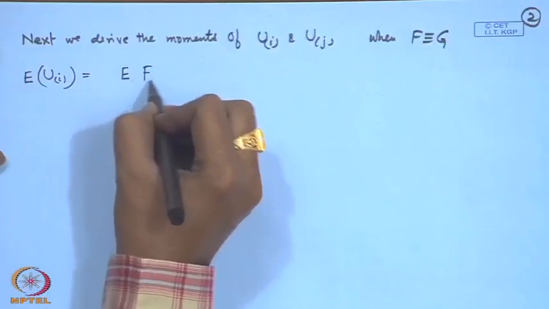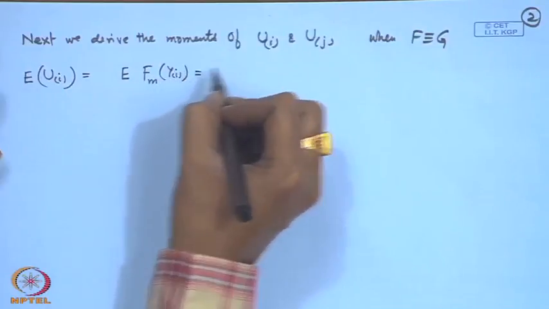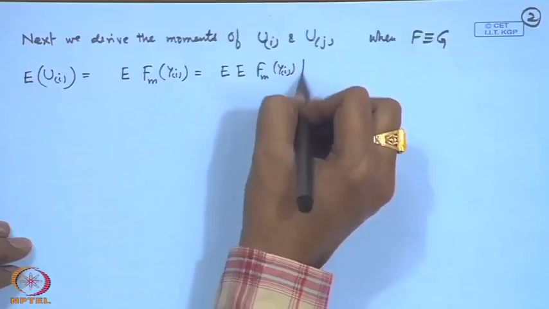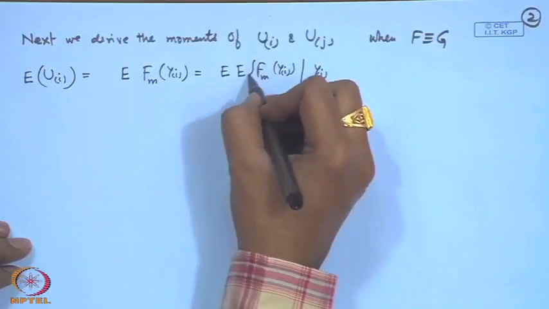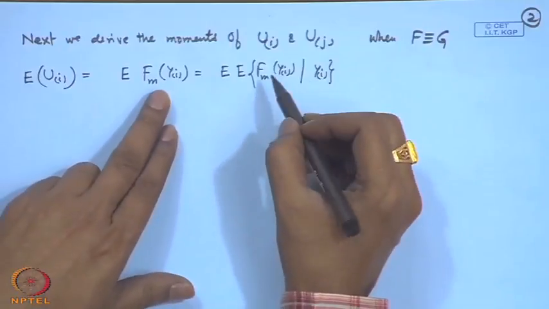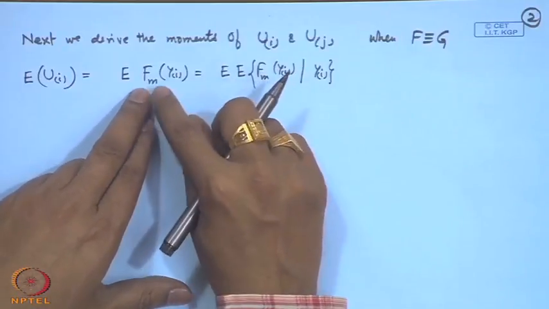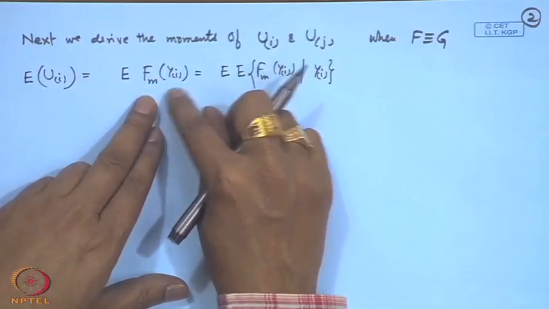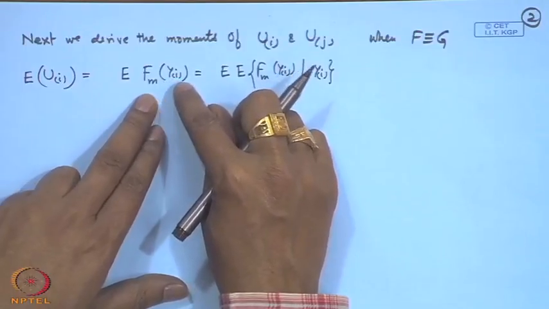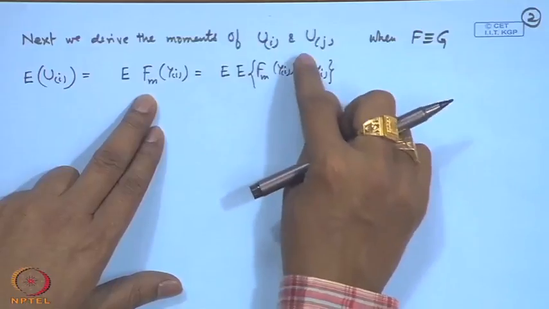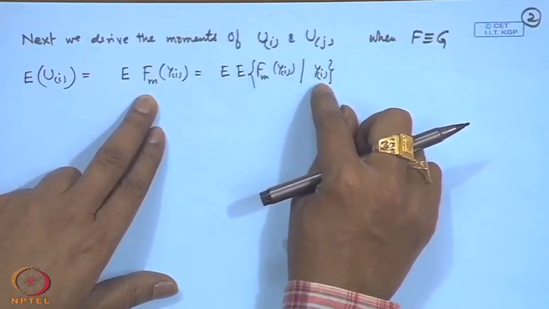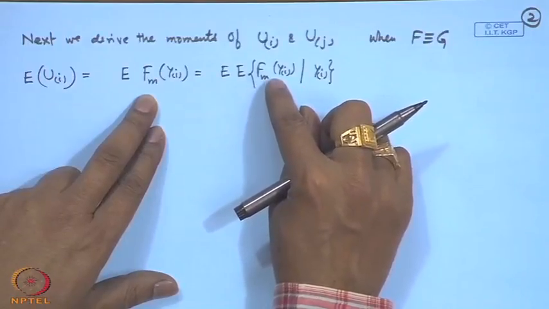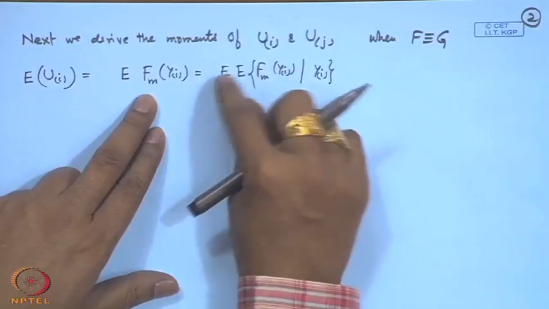So, expectation of U_i, that is expectation of F_m(Y_i), we can consider as expectation of expectation of F_m(Y_i) given Y_i. What we are doing here is that the first sample and the second sample are both involved. So, expectation means expectation with respect to both the distributions of F and G. We do it iteratively: we first condition on Y_i. When we condition on Y_i, it becomes the expectation with respect to the X sample, and after that we will do the second one.